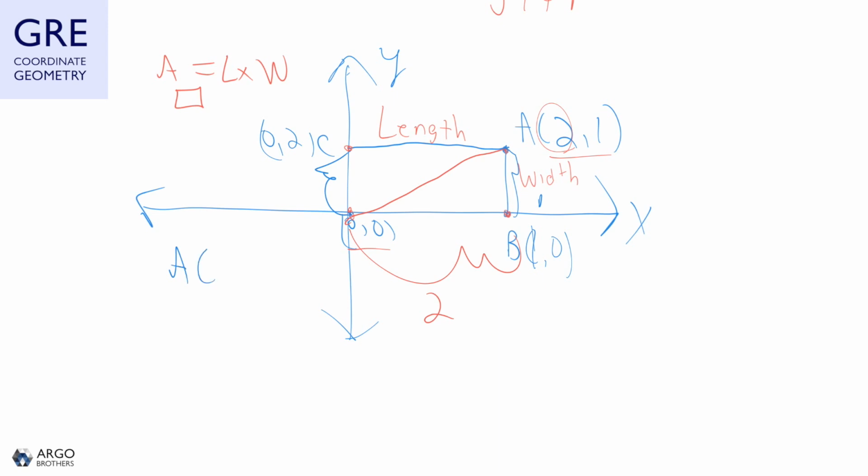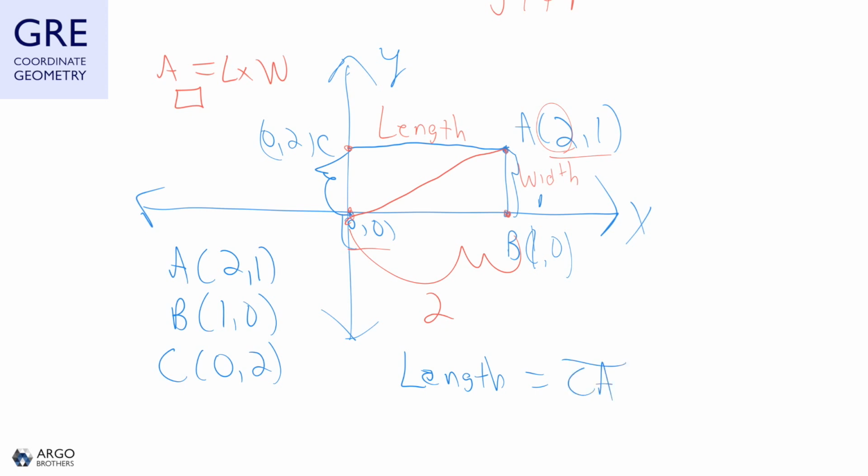We have A as (2, 1). We have B as (1, 0). And we have C as (0, 2). And of course the origin is (0, 0). Now, our original idea was to find the area. So can we find the length? No, the length must be the line segment that is CA.